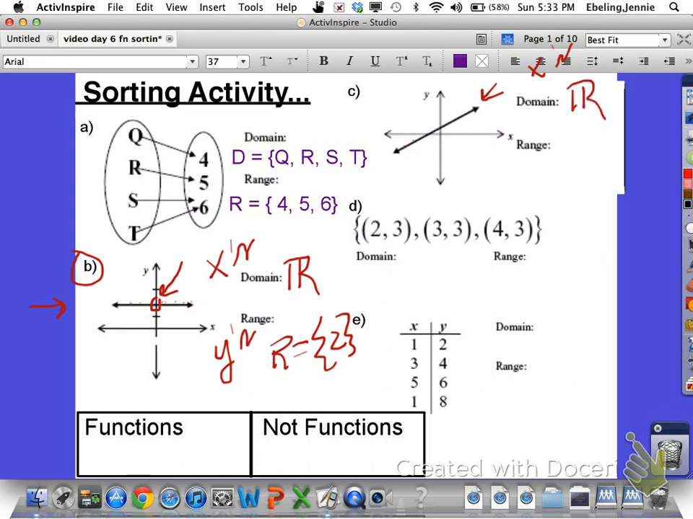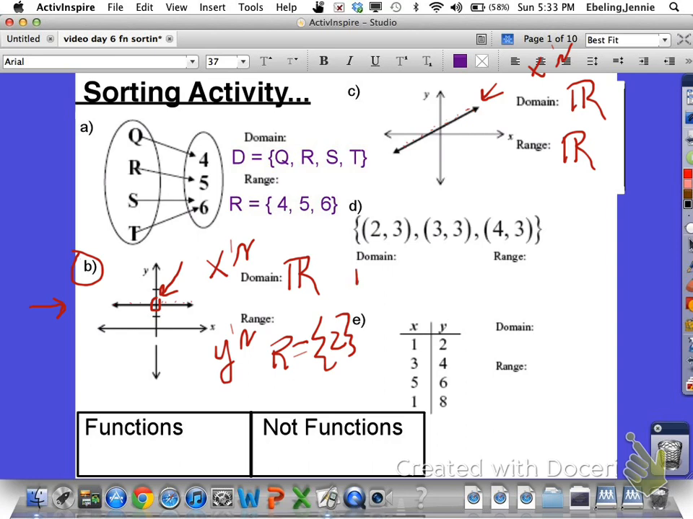My range? Well, what are the corresponding y values on those points? Well, again, they can be any value, so I'm going to put all real numbers. Whenever we have a diagonal line that's graphed, the domain and range will always both be all real numbers. In letter D, I have a relation.